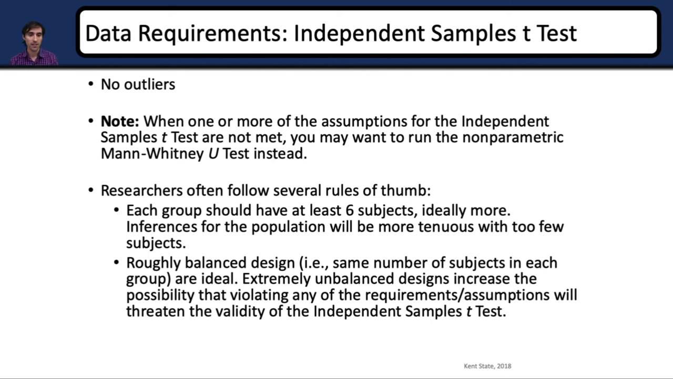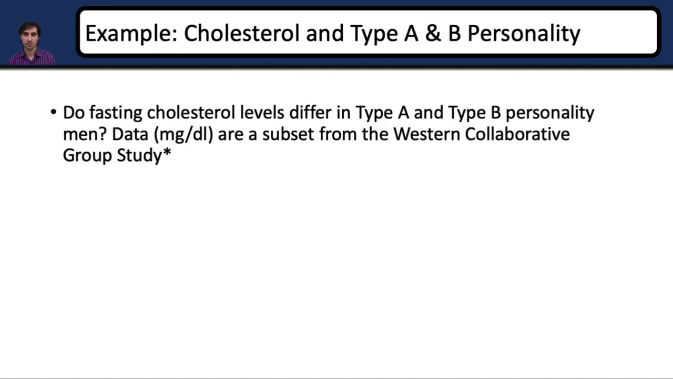And then a roughly balanced design, where there's the same number of subjects in each group, is ideal. And if they are highly unbalanced, like that example of an N of 500 versus an N of 250, then you are possibly violating some of the requirements and assumptions for the validity of the independent t-test.